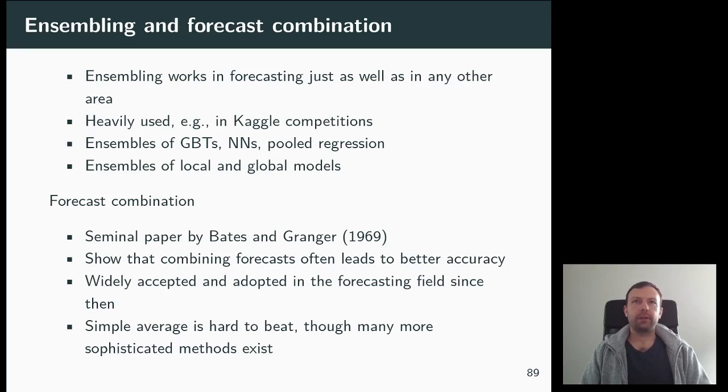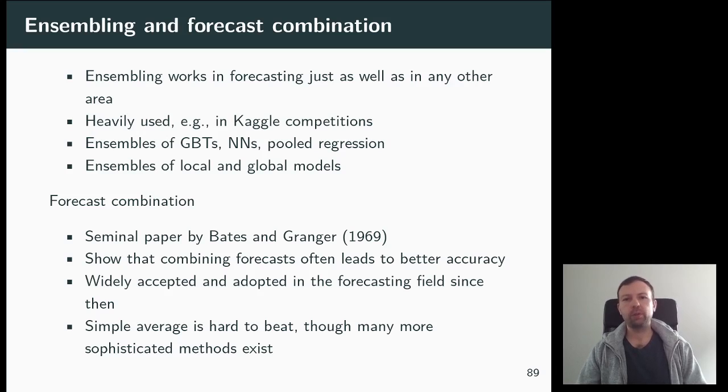Another topic I also wanted to briefly mention is ensembling and forecast combinations. So ensembling works in forecasting just as well as in pretty much any other area. So definitely do ensembling. It has been heavily used in Kaggle competitions. These forecasting competitions have usually been won by ensembles of gradient boosted trees and neural networks.